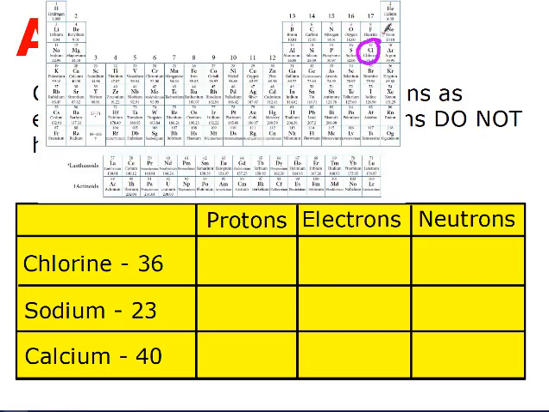So our first element, chlorine, has an atomic number of 17, so it has 17 protons. It would also have to have 17 electrons since there's no charge. To get my neutrons, 36 minus 17, you should have gotten 19.